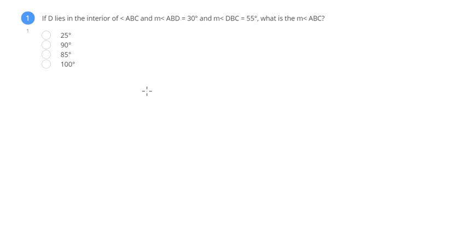Okay, here are the problems from the 4-2 formative. I think there are 6 of them, so I'm just going to go through each of these one at a time.